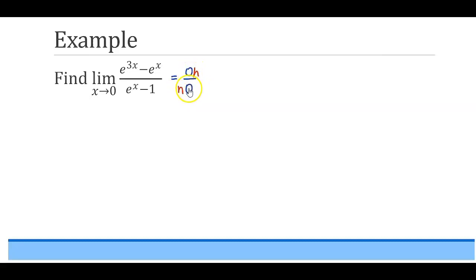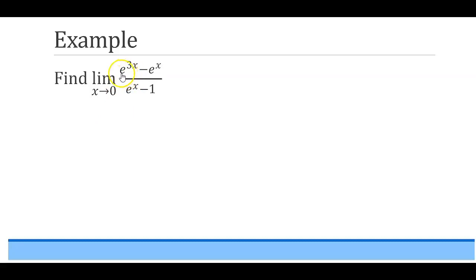When I get 0 over 0, oh no, I need to do more work. I can't just stop. That's not the answer. Some students say, when I get 0 over 0, the answer is does not exist. That's not true. So, oh no, we have to do more work. Now, what is that more work? Oftentimes, we're going to turn to algebra. So in this case, the strategy that we're going to use is factoring.